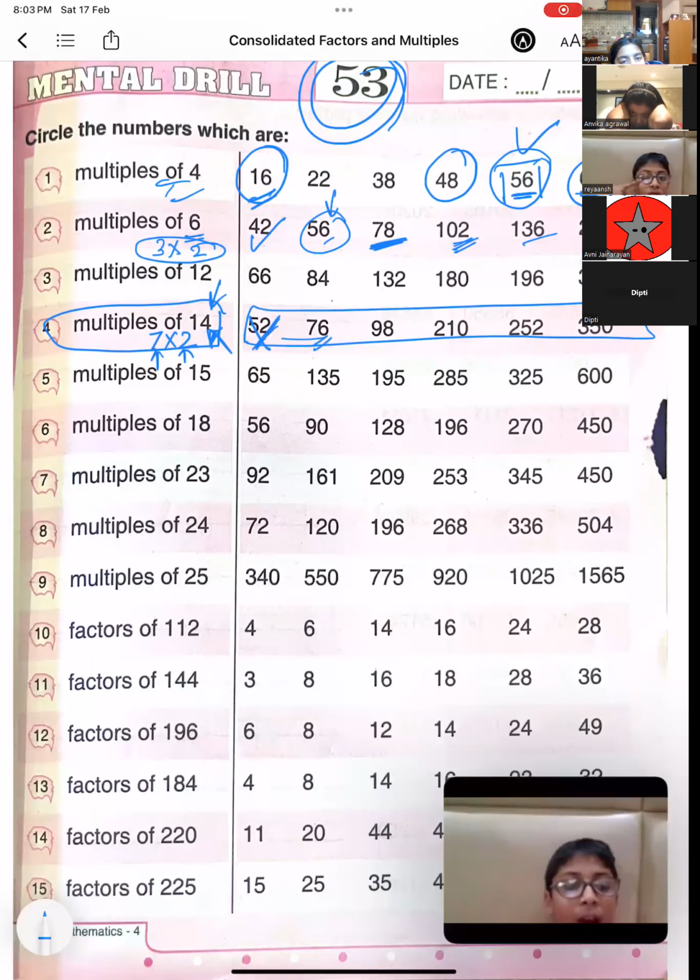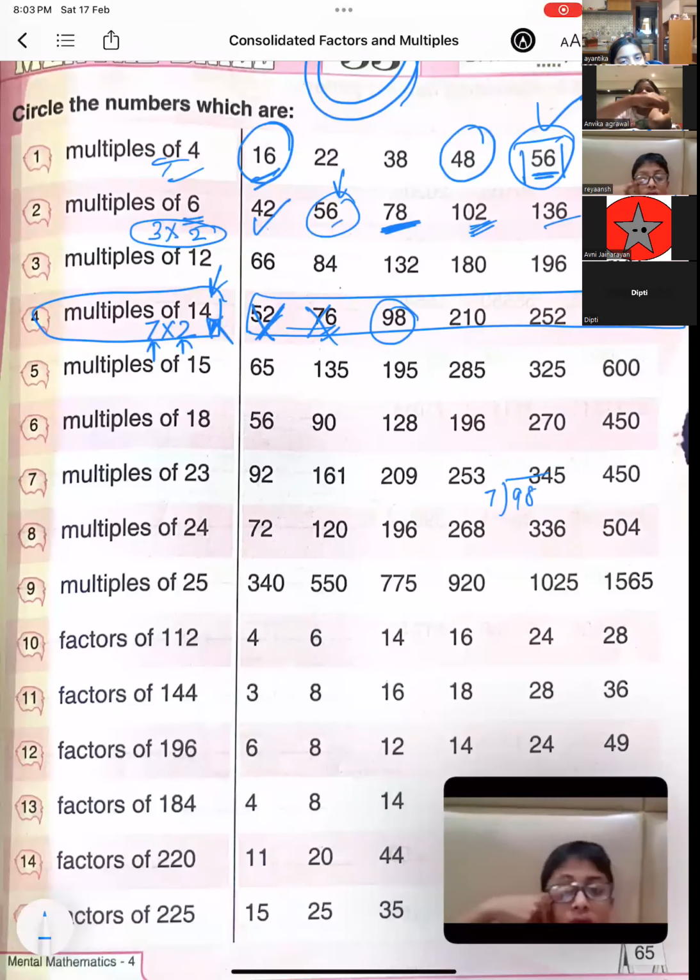But dividing it by 7 is much easier than dividing it by 14. Agree or not? Yes, ma'am. 14 से तुमको बोलती कि चलो 98 करो, so कितना difficult है. Now see, 7 times 1 is 7, 7 times 2 is 14, 28, 14 आ गया. So this is definitely there.